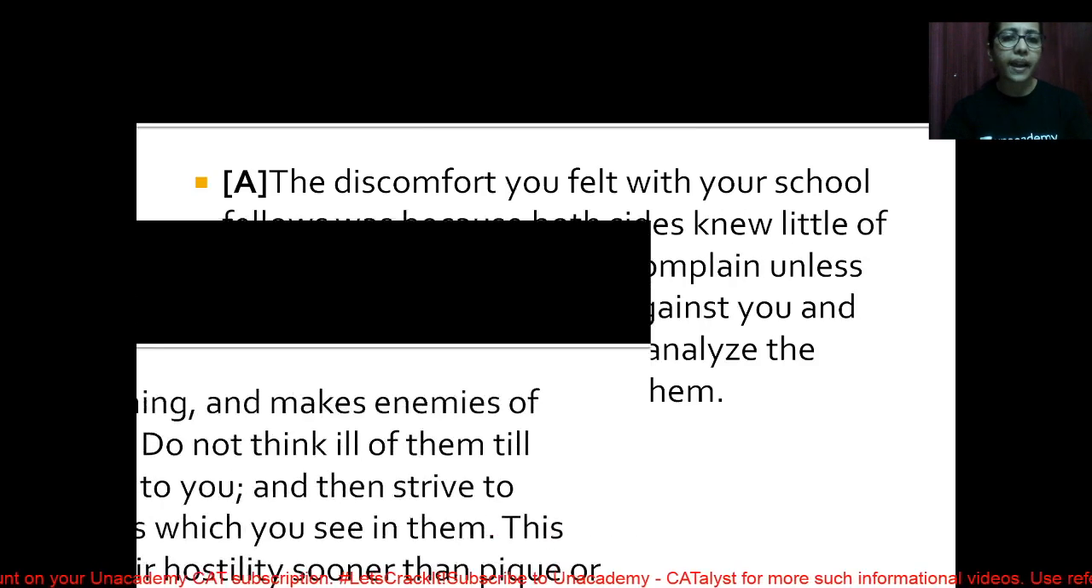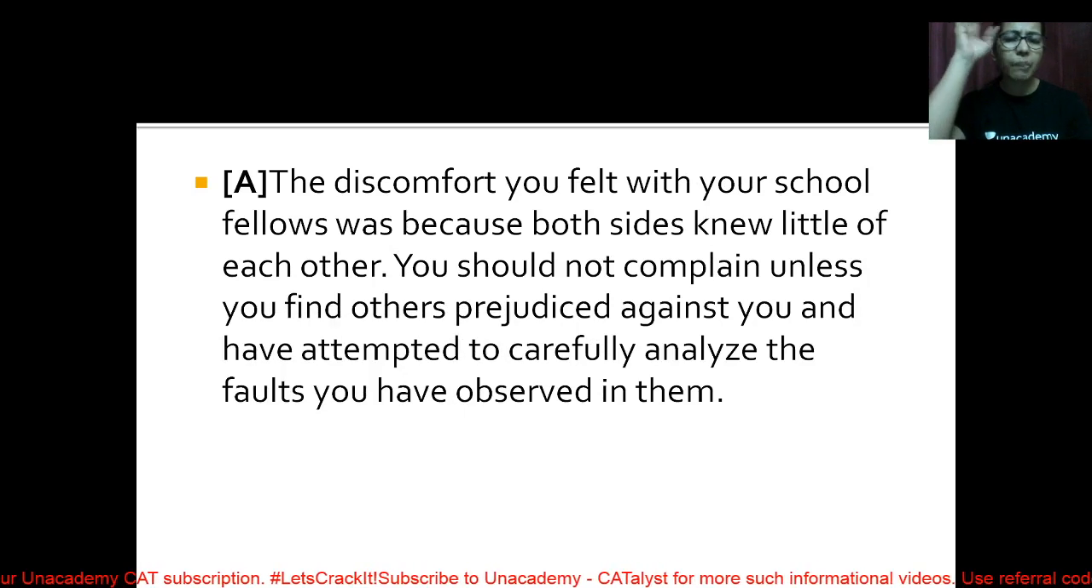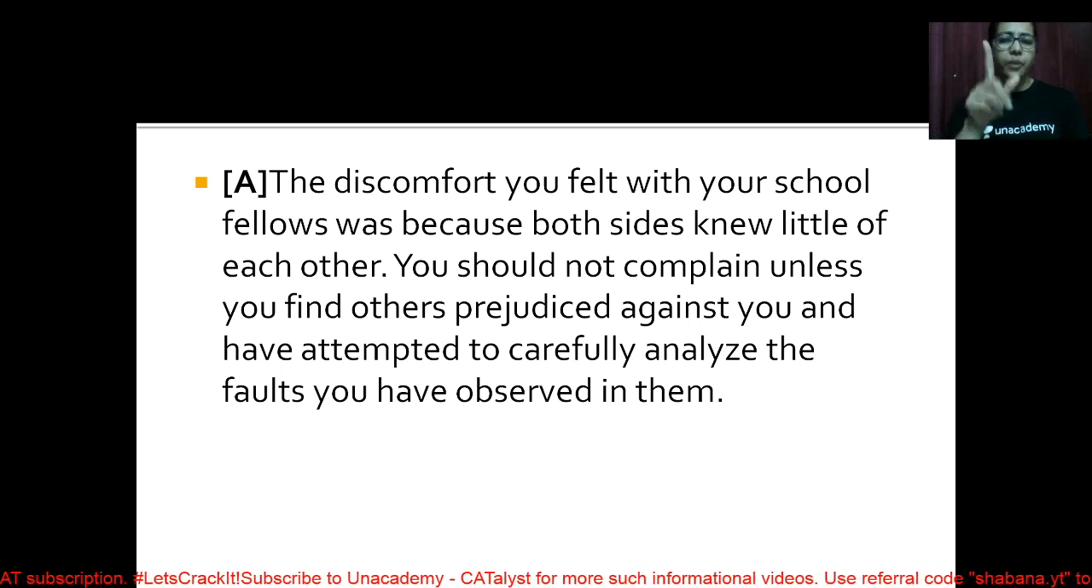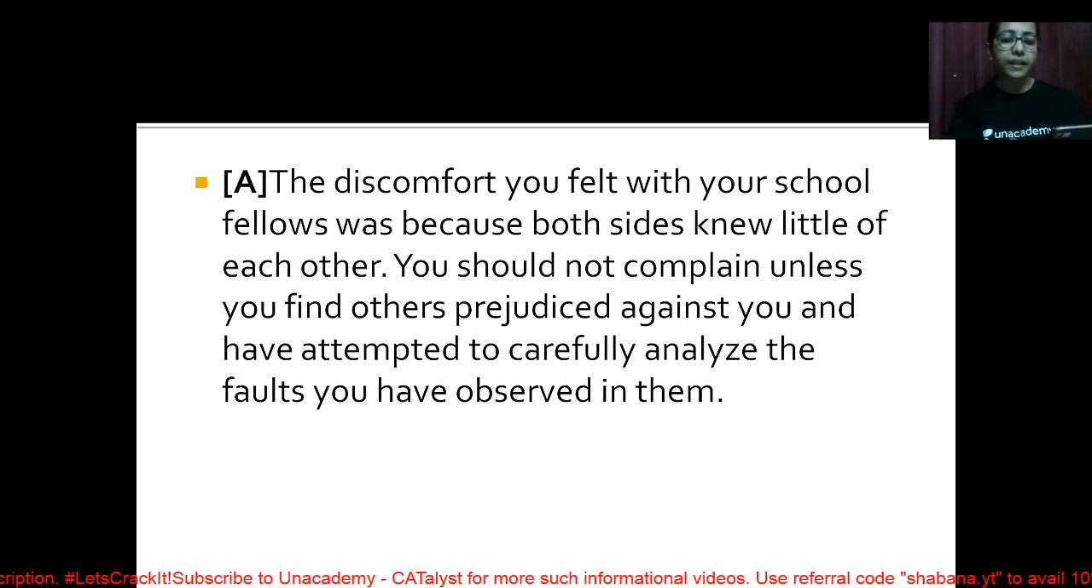Pura clear hai kya? Important points dimag mein le aaiye, Masira. Important points, words kya hai important. Start checking the options. Options have to be compared, eliminated.